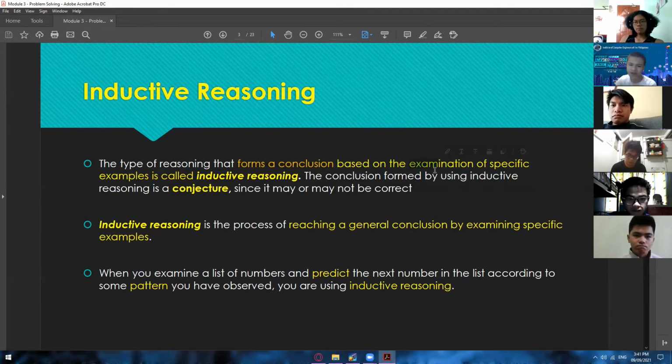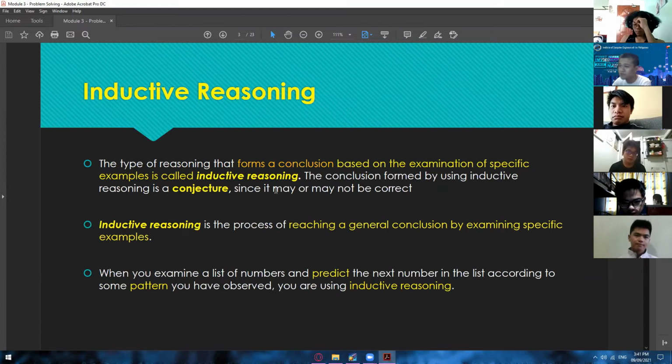They have this new player now. This team is now super strong. The same goes for other games, like assuming that this one is a genius, so because of him, this team will win for sure. You are now forming a conclusion based on what you are seeing, or based on the examples you are seeing. We call that inductive reasoning.